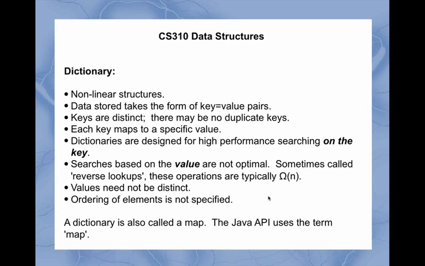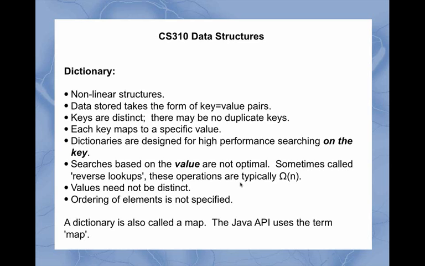And these are typically very, very fast. The idea here is that dictionaries perform very fast searches based on the key. So these are the type of data structures where you have large data sets and you must look things up quickly.